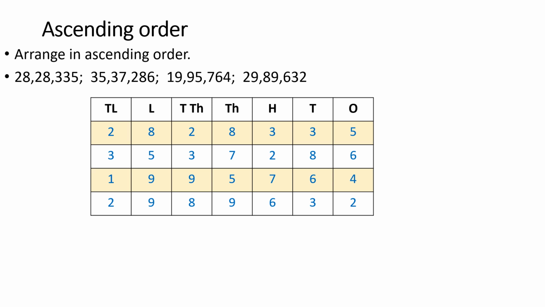Now see here, we will always start from this place. 10 lakhs place, there are 2, 3, 1 and 2 digit. So which digit is the largest and which digit is the smallest? That you have to see. 3 is the largest and 1 is the smallest. And at first, for ascending order, we have to identify the smallest one. So this one is the smallest. It means at first we will write this.